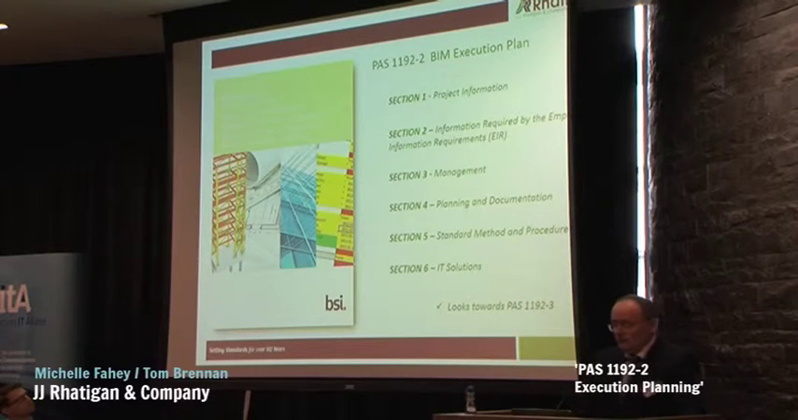So when we're writing a BEP then, essentially it's project specific, depending on the nature of the project, but we have 6 main streams within a BEP plan. Section 1 deals with project information. Section 2 deals with information required by the employer's information requirements, or the EIR. Section 3 deals with management. Section 4, planning and documentation. 5 is standards, method and procedures. And Section 6, IT solutions. And when we're writing the BEP plans as well, we integrate PAS 1192 Part 3, which we'll have a quick look at later.